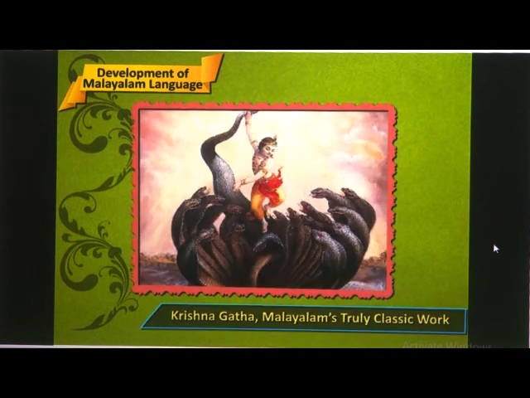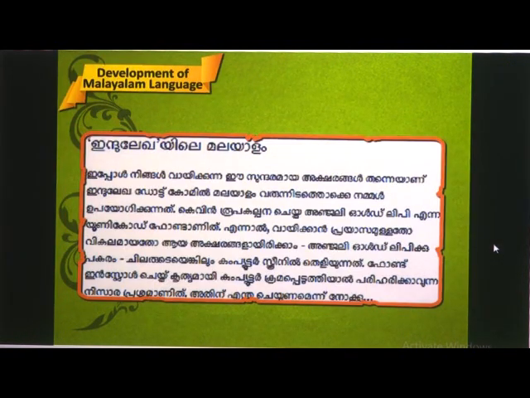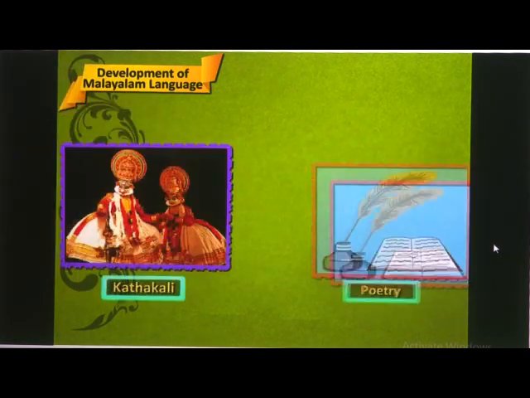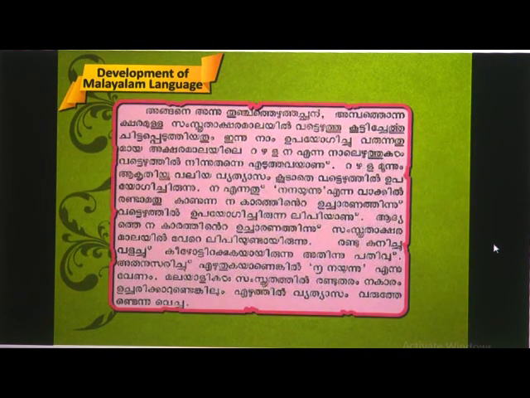Bhasha Kautilyam is the first prose work in Malayalam, which was written in the 12th century. Later, in the 14th century, Leela Tilakam, which deals with grammar and poetics, was written in Mani Pravalam style. Mani Pravalam literally means a combination of gem with coral. In this case, gem refers to Malayalam and coral refers to Sanskrit. Malayalam's truly classic work, Krishna Gatha, was published in the 15th century. Ezhuthachan is the father of the Malayalam language. He played a major role in its development. In fact, the connection between Kathakali and poetry also helped in the growth of Malayalam.